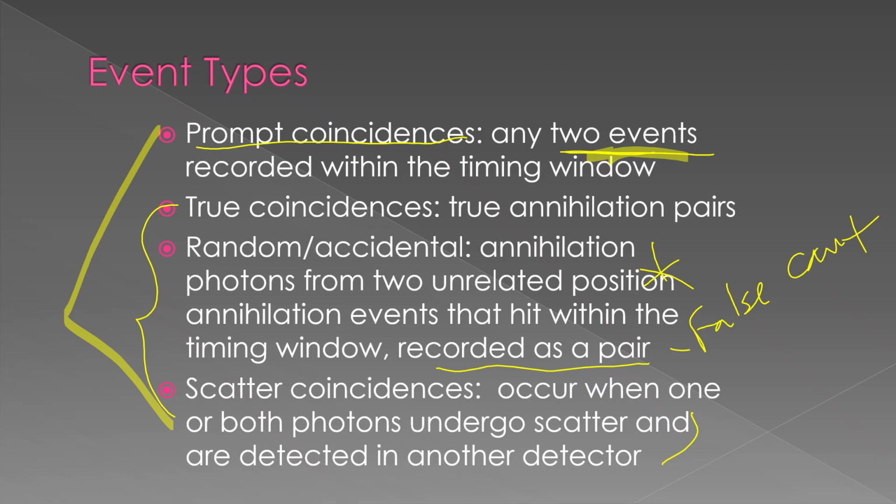What this scanner actually does is, we know statistically speaking, a certain percentage of all the counts we get will be randoms. And so it has a correction for that. And it has a scatter correction and then a correction for randoms that ends up getting applied to all the image data.